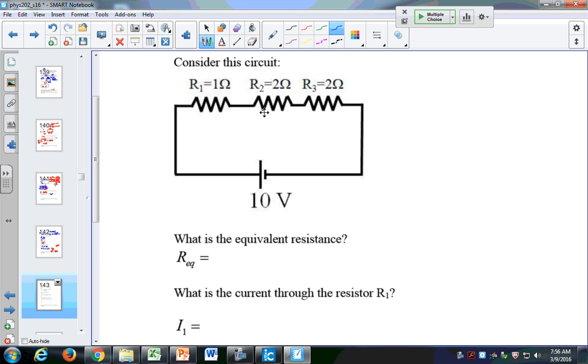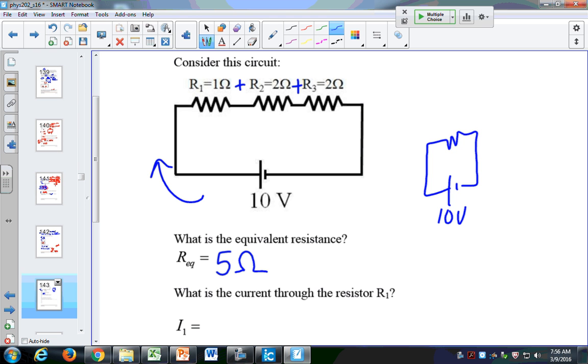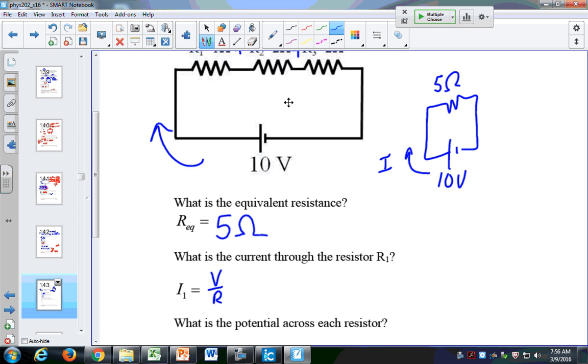All right, my equivalent resistance is what? It's equal to 5. I just say 1 plus 2 plus 2 is equal to 5 ohms. And then I want to find the current. So if I redraw that, I have 10 volts, 5 ohms. What is this current? So I1 is V over R. That's going to be equal to 10 volts over the equivalent resistance, which is going to be 2 amps.